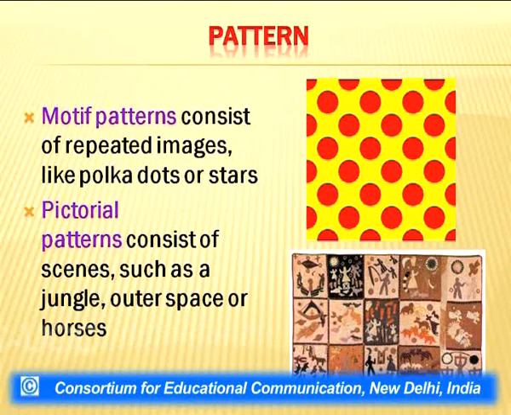Now the next pattern is the pictorial pattern. It consists of scenes such as a jungle, an outer space or horses, and the repetition of such images creates another pattern. It is evident that you can see that in the small boxes there are various pictures. Now some of them are repeated, some of them are not repeated.